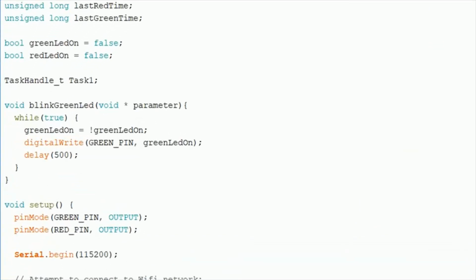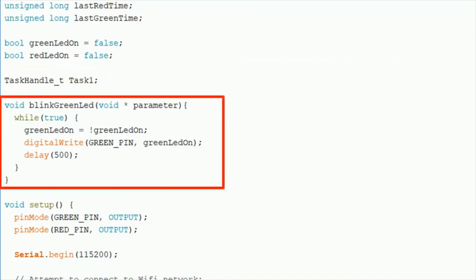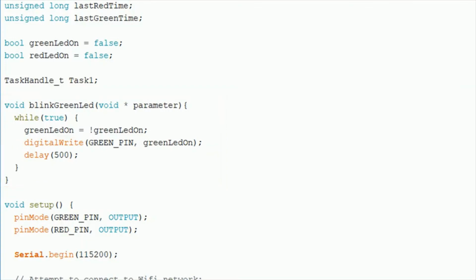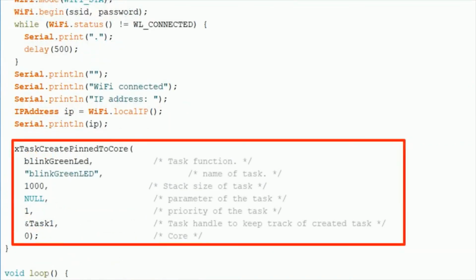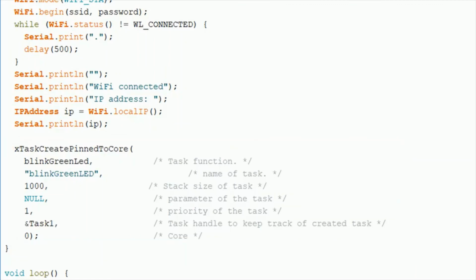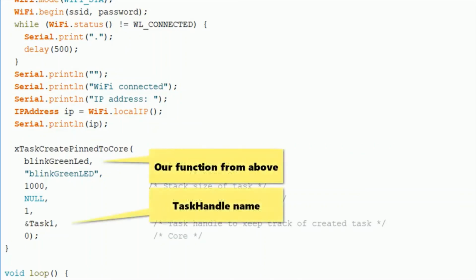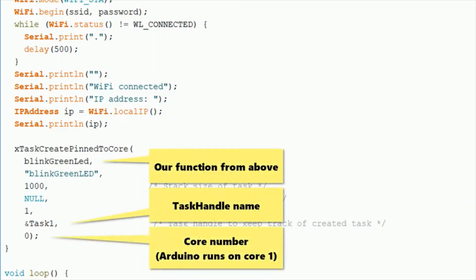First you need to define a task handle, I've called mine Task1. Next you need to create a function that's going to run on the second core. The function needs to have a void pointer parameter like this, and also needs to have an endless loop inside it. And finally, in the setup, we call xTaskCreatePinnedToCore. Andreas's video goes through all the different parameters here, but the important ones for us are the task function, the task handle, and that we want it to run on core 0.